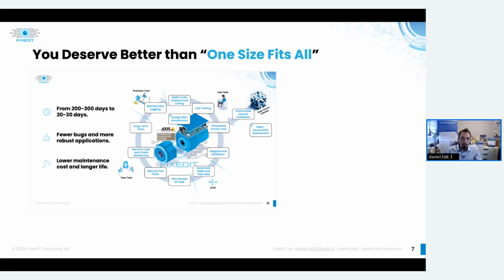And when we started FixIt, we were focused on how to make ACAP application development easier and quicker. And we usually say that we took down the development time for one application from about 200 days to 20 days instead, by introducing our tools and frameworks and processes for efficiently building ACAP applications. And while doing this, we also reduced the number of bugs and increased the robustness of the application, and also reduced the maintenance cost of the application.